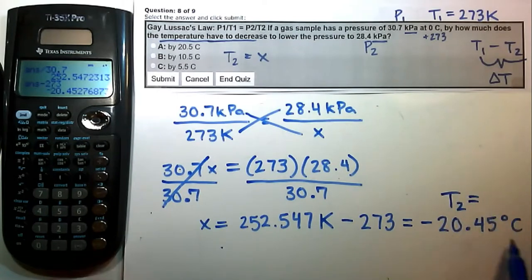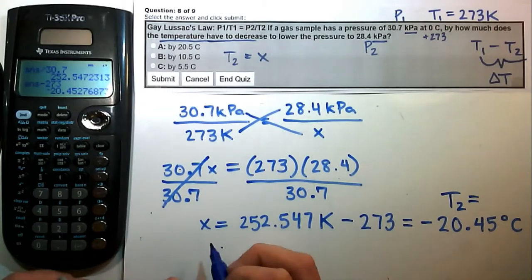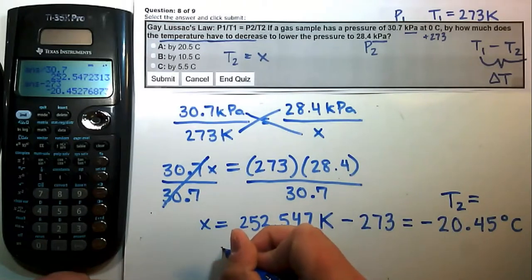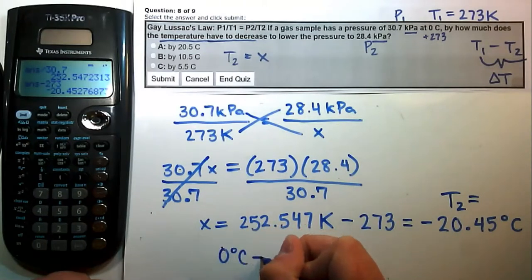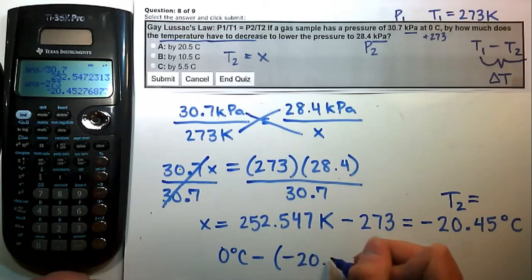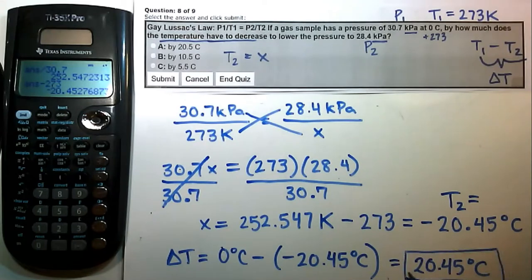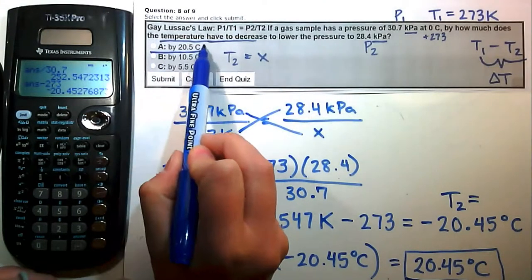T2 equals negative 20.45. Now to find the difference between T1 and T2, T1 is at 0 degrees Celsius minus negative 20.45 degrees Celsius. So the difference, the delta T, is going to be equal to 20.45 degrees Celsius. And this does work out. We didn't really need to do the subtraction because we are starting off at 0 degrees Celsius. So the temperature change is 20.45 degrees Celsius, which is very close to 20.5, letter A.